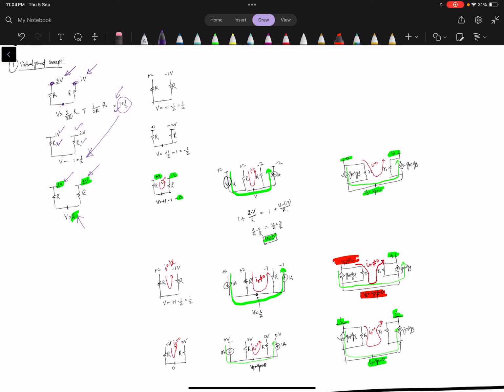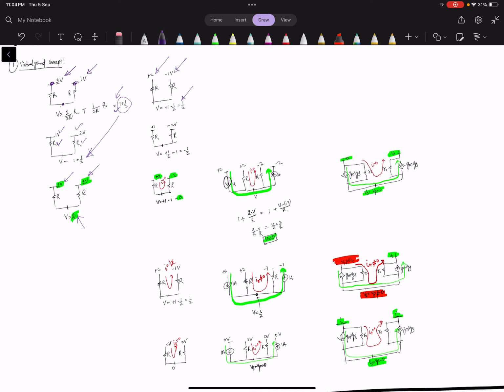Okay, so till now nothing important, just the superposition theorem applied. So again we will go and see here: if this voltage is 2 volt and this voltage is minus 1 volt, again we will apply the superposition theorem and we will get some voltage, half.